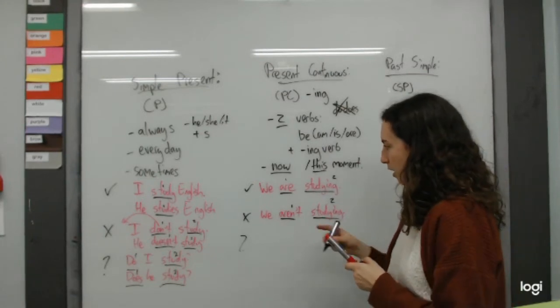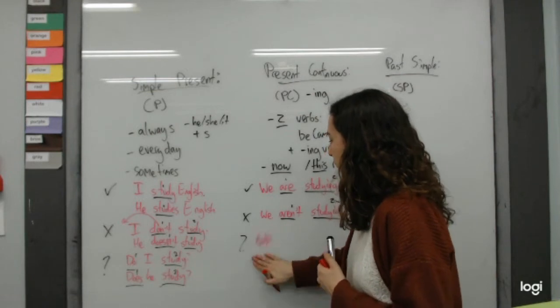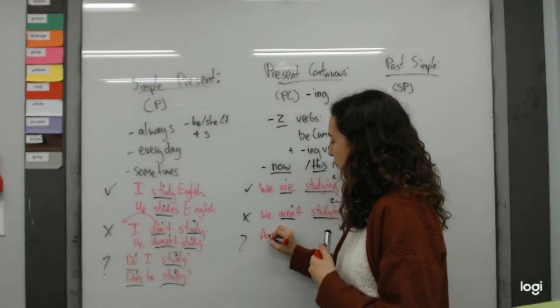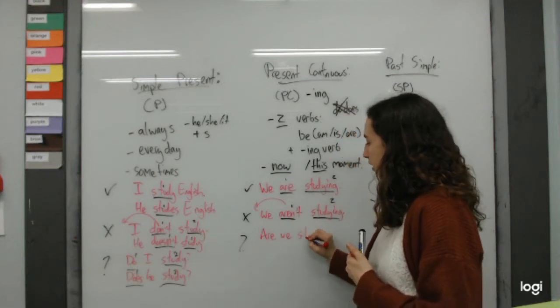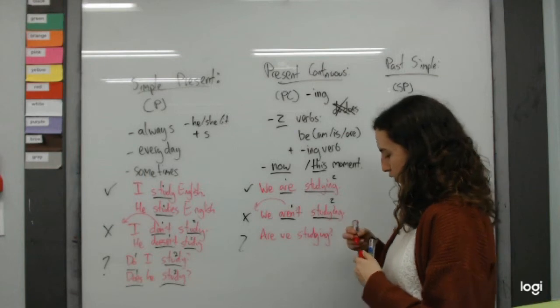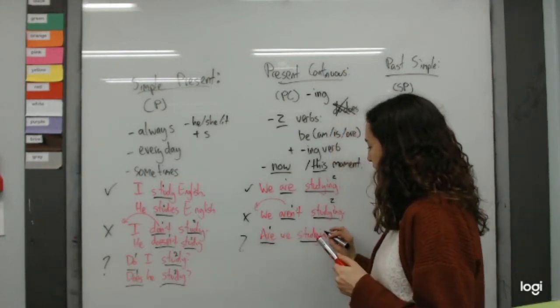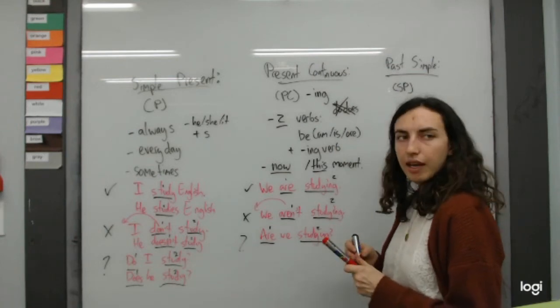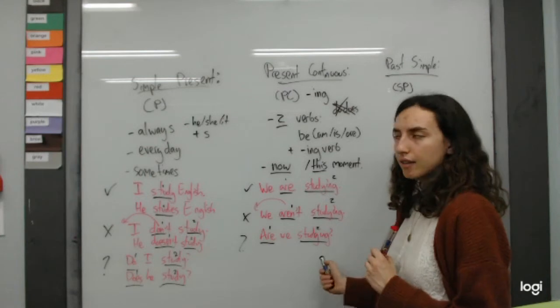Alright? And the last one, we have question, so the verb becomes first. This one, are we studying? Am I studying? Is he studying?